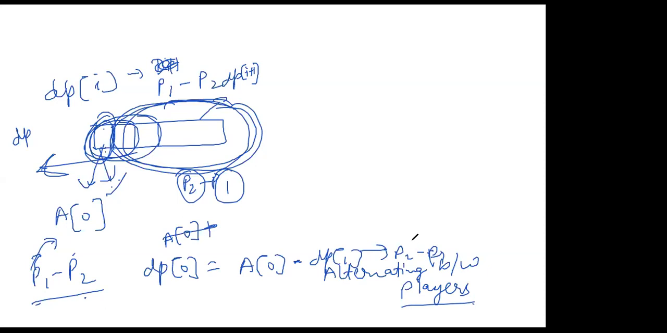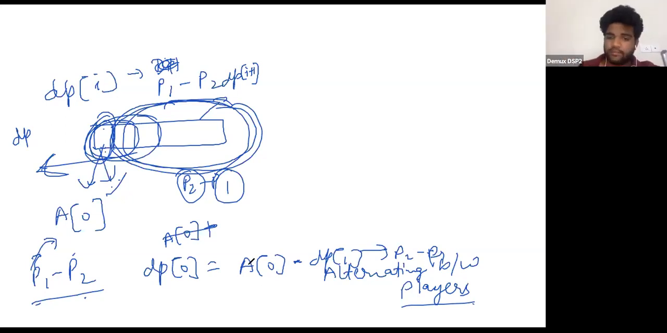Yes, sir. Because it's an alternating game, right? So dp of 1 will give you whoever turns first, his score minus the second player's score, right? And I am now executing a turn and then calling dp1. So when I'm calling dp1, I know that the other player will run first, and whatever dp1 returns will be P2 minus P1.